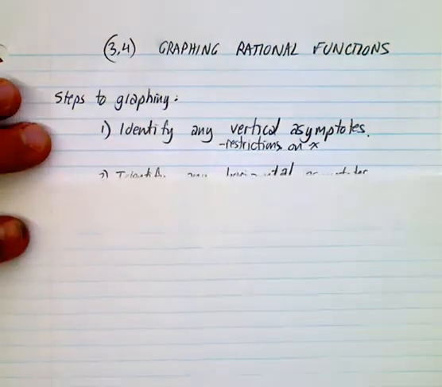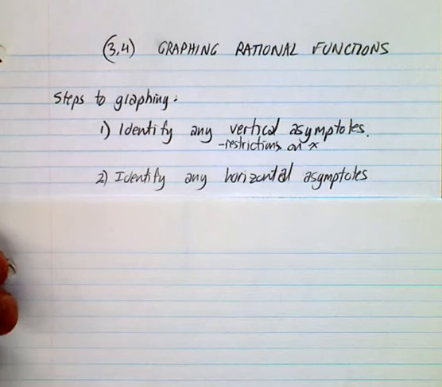The second thing you want to do is identify any horizontal asymptotes. There's a couple of ways we did that. You could pick a large number if it's an easy function, or you divide every term by the highest degree in the denominator. We'll find your horizontal asymptote. And that's basically it.